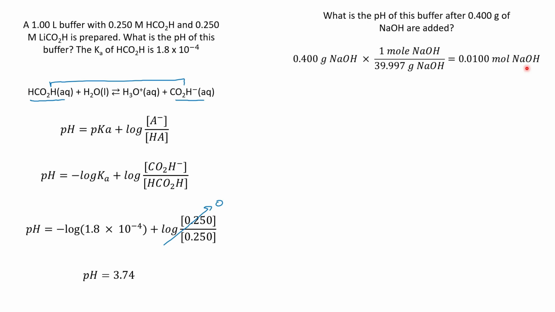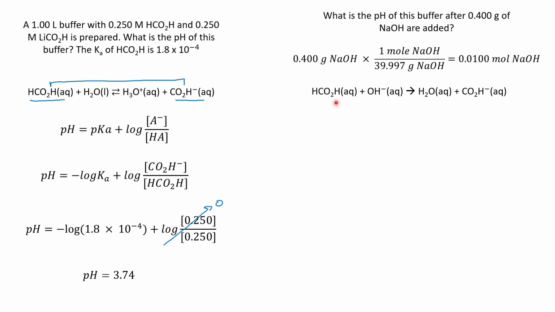So what is going on chemically here? I've added a strong base. It needs to be neutralized by an acid. Well, what is the acid in this buffer? Going back to your two conjugates here, my formic acid is going to neutralize. So here is my chemical equation of what happens when I add my sodium hydroxide. The formic acid comes in, it's going to neutralize my hydroxide, and it's going to form water and a little bit of formate.